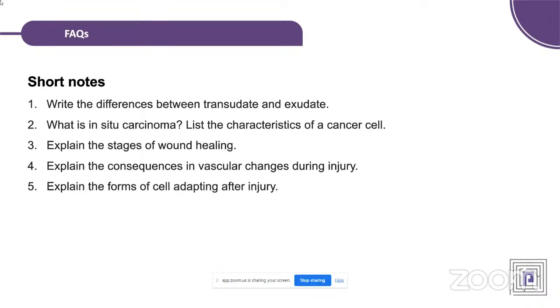And sometimes in GERD in the esophagus, when these changes occur, the squamous mucosa of the esophagus will be converted into columnar epithelium. So this is called metaplasia. So all these are adaptive changes after the injury. So if the cell after injury is not adapted, it will undergo necrosis or apoptosis based on the condition, whether it is physiological or pathological.